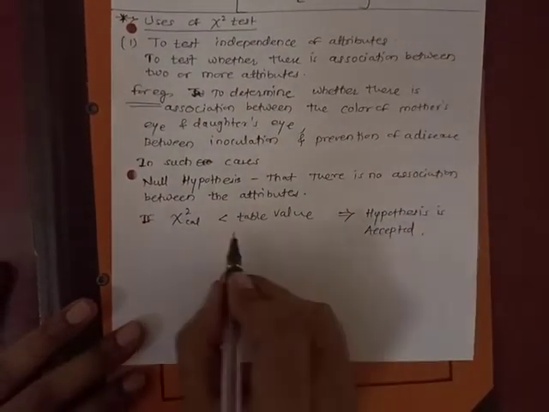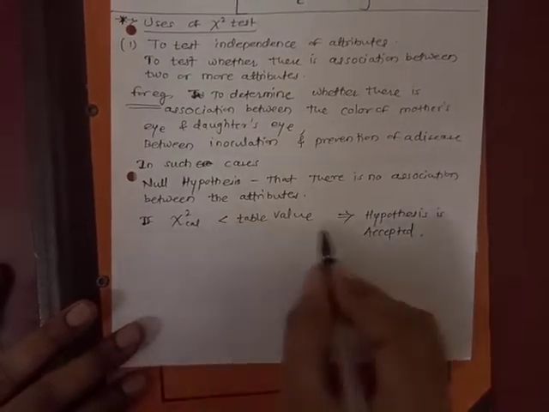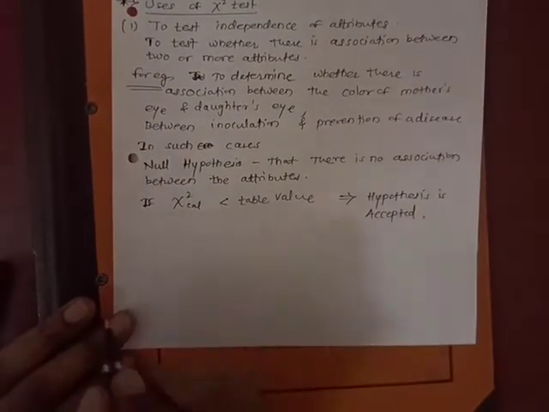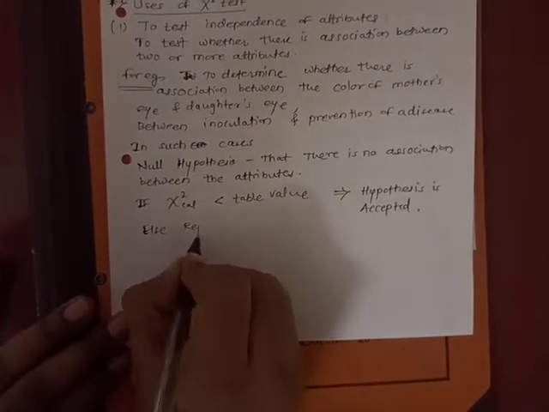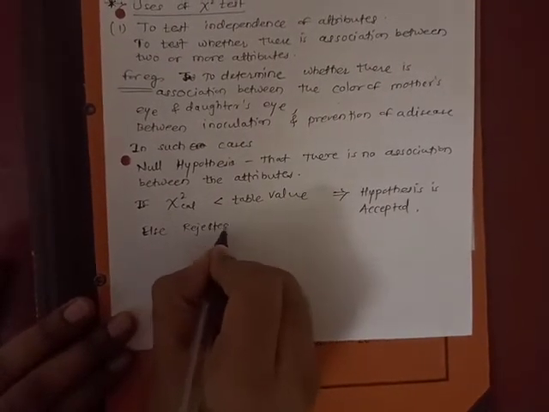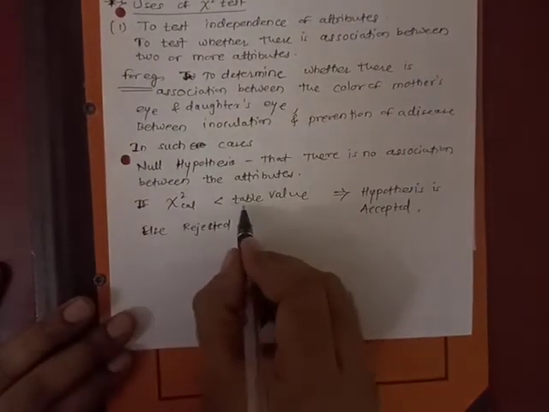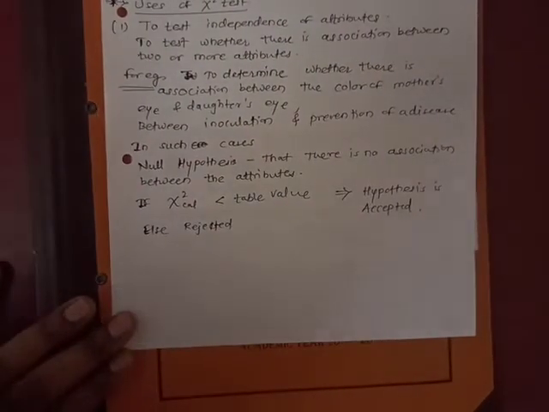Right, if this is not less than, if it becomes greater than, then it will be rejected, right? Else, rejected means this only: if the calculated value of chi square is greater than the table value, then the hypothesis will be rejected, right?